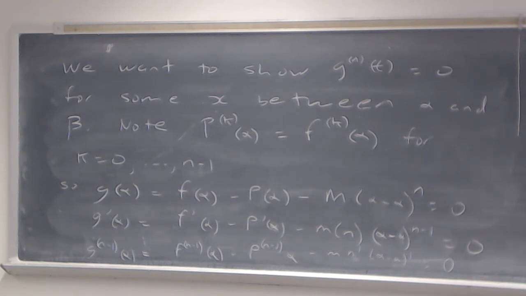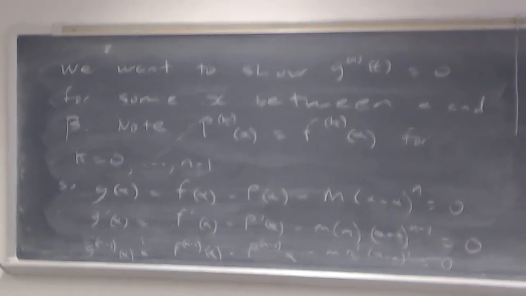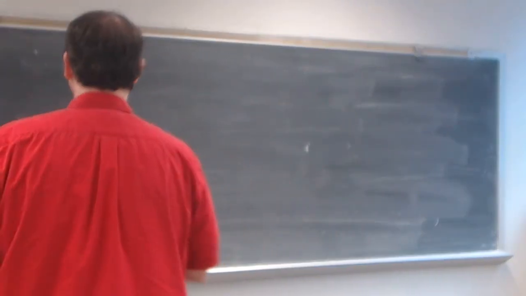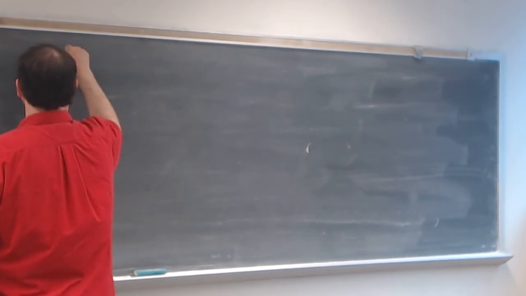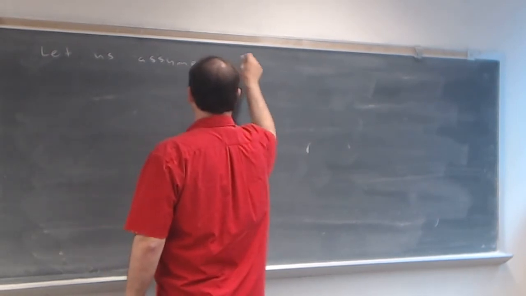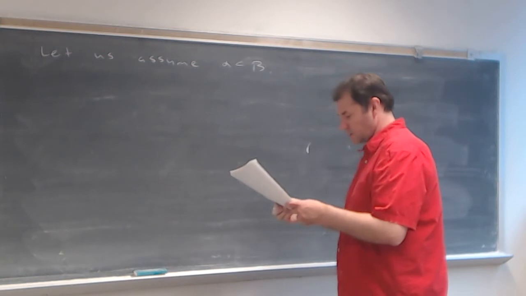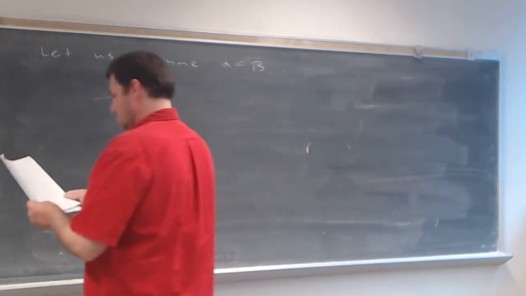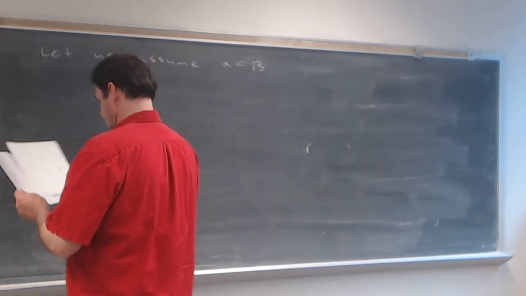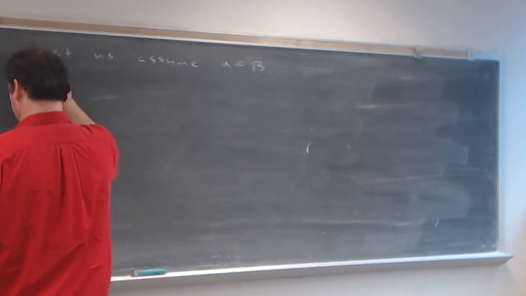Okay. What I'm thinking here, and I hadn't said this point, is that we know that alpha and beta are two distinct points in A, B, and what we're going to assume, let us assume, that alpha is less than beta. Okay?